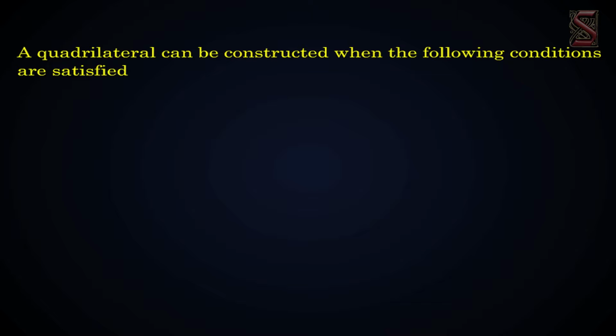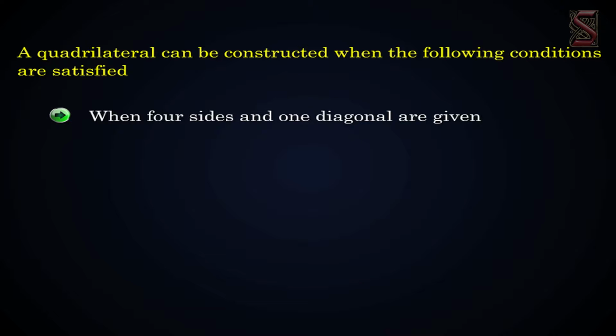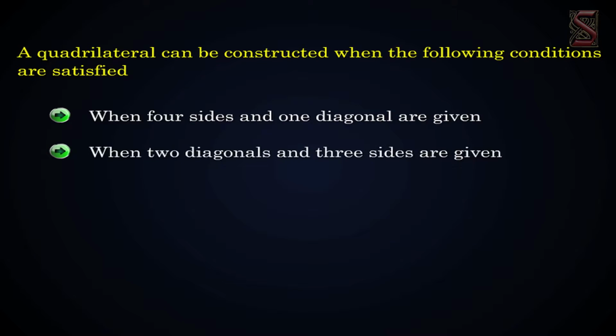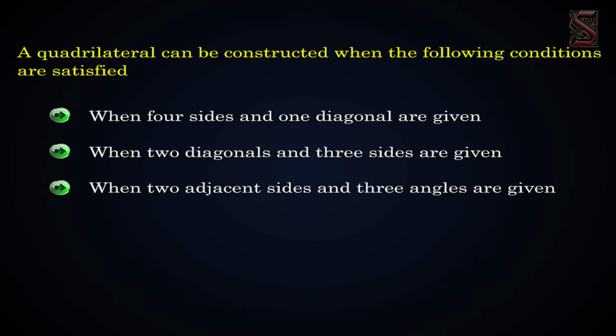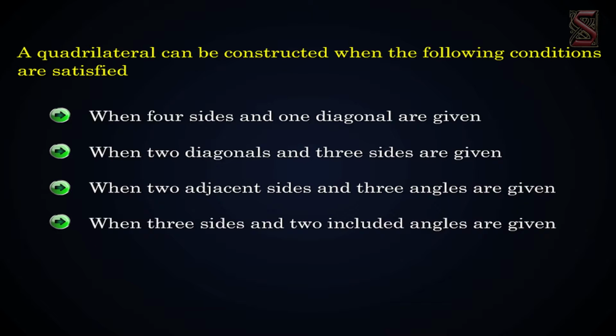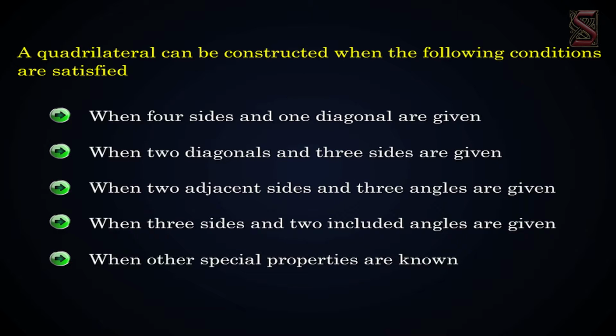Thus, a quadrilateral can be constructed when the following conditions are satisfied: when 4 sides and 1 diagonal are given, when 2 diagonals and 3 sides are given, when 2 adjacent sides and 3 angles are given, when 3 sides and 2 included angles are given, when other special properties are known.